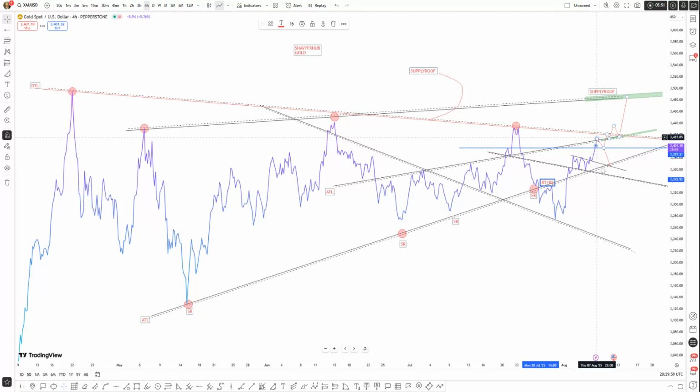We have here 3,411 as resistance. We have here 3,430, 3,425 as another resistance. I would drop that idea there. But my ultimate goal is to see price move into this structure, around the 87, where I look for resistance to upswing.